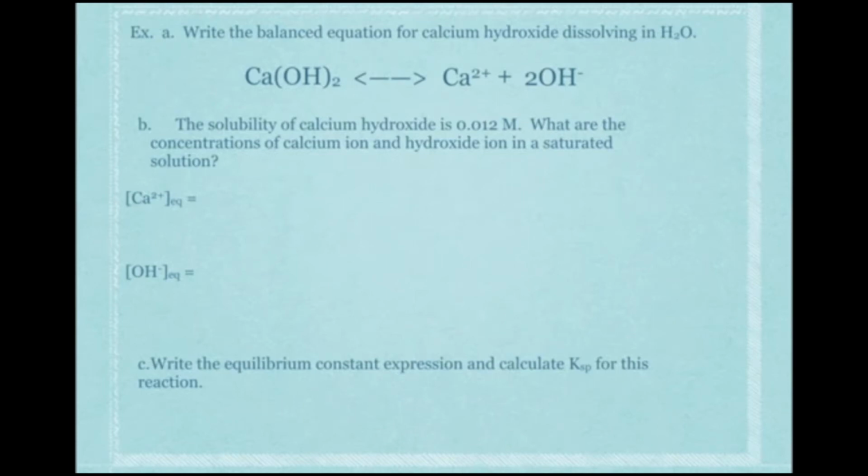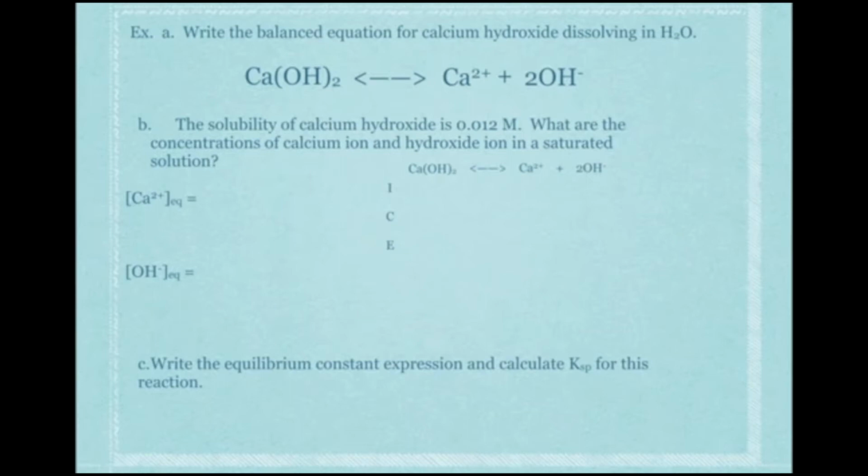Now, if I look at the next question, it says the solubility of calcium hydroxide is 0.012. Keep in mind that the molar solubility simply means your X. So the concentration of calcium ions and hydroxide ions is going to change. The X for this is going to be 0.012. So I'm actually going to rewrite my dissociation right there. I'm going to create an ice chart because this is an equilibrium problem.